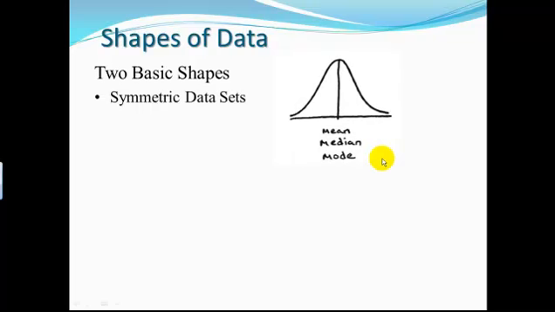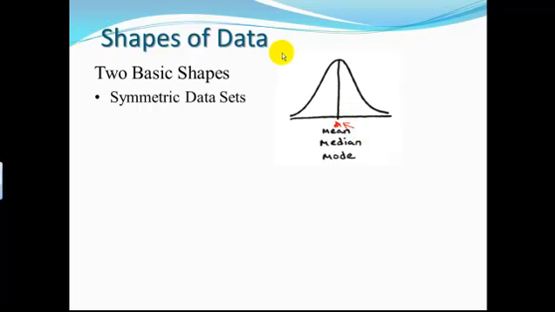Now I've gone and got my pen so I can write on this distribution, but here's the idea. In symmetric distributions, the mean, the median, and the mode are all located right there in the center. Okay, now why? Well, for different reasons.